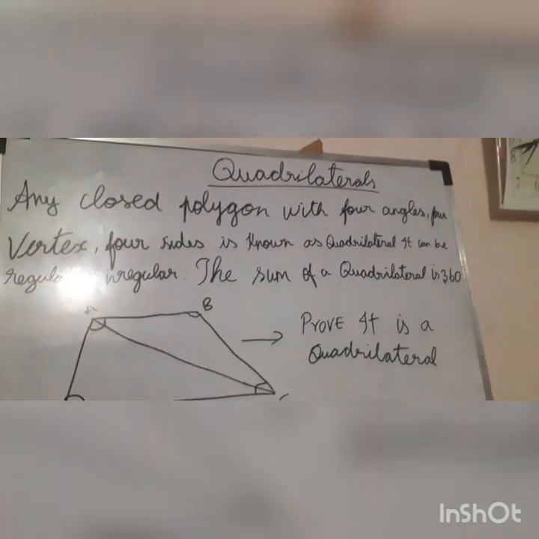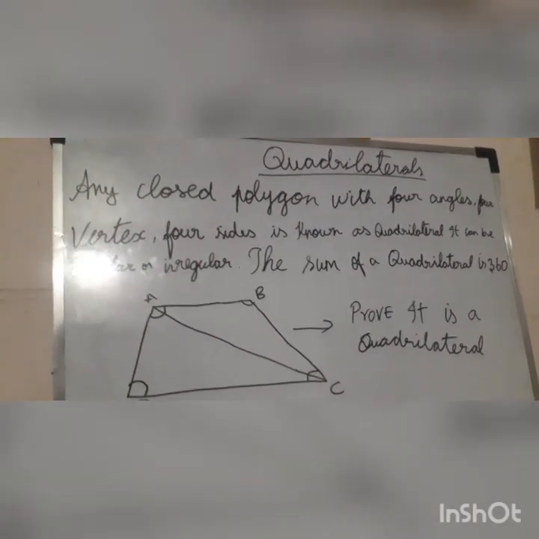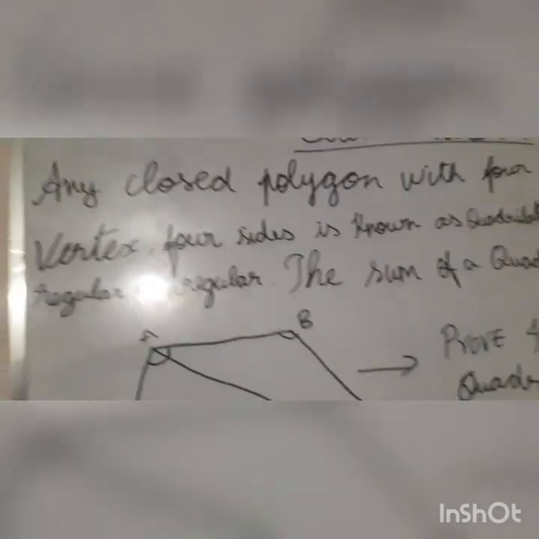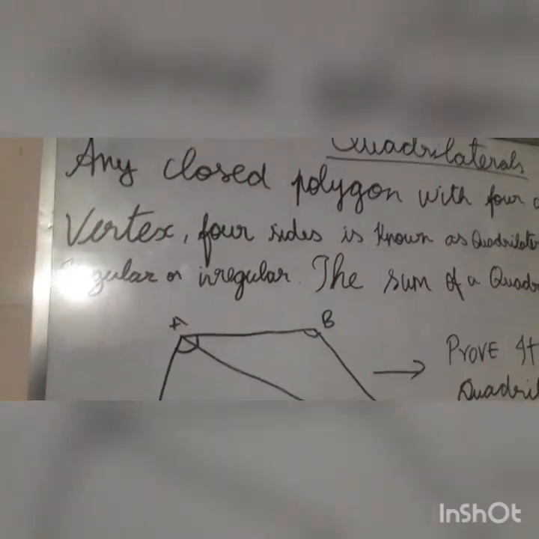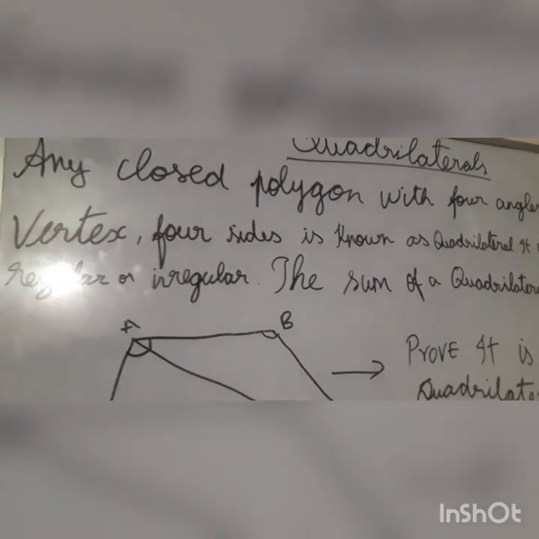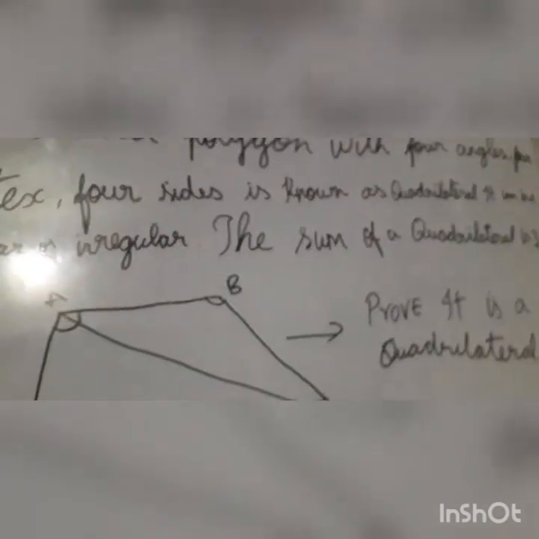Today we are going to see the topic quadrilaterals. So what is meant by a quadrilateral? You want to understand what is meant by a quadrilateral. Any closed polygon with four angles, four vertices and four sides is known as a quadrilateral.